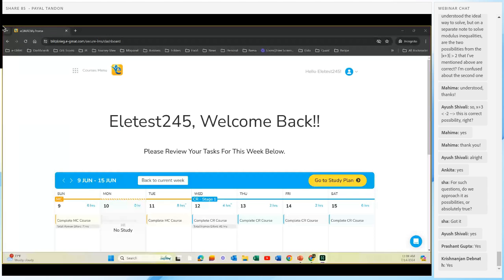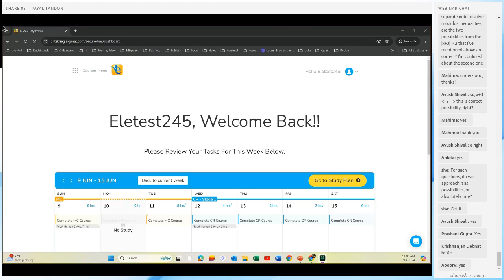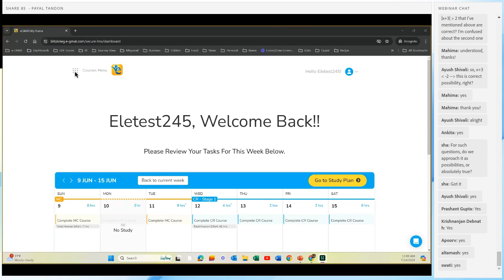Can everyone see the screen that says ELE test 245? Welcome back. Can everyone see that? Type in the chat box here. Perfect. So this is an existing study plan.